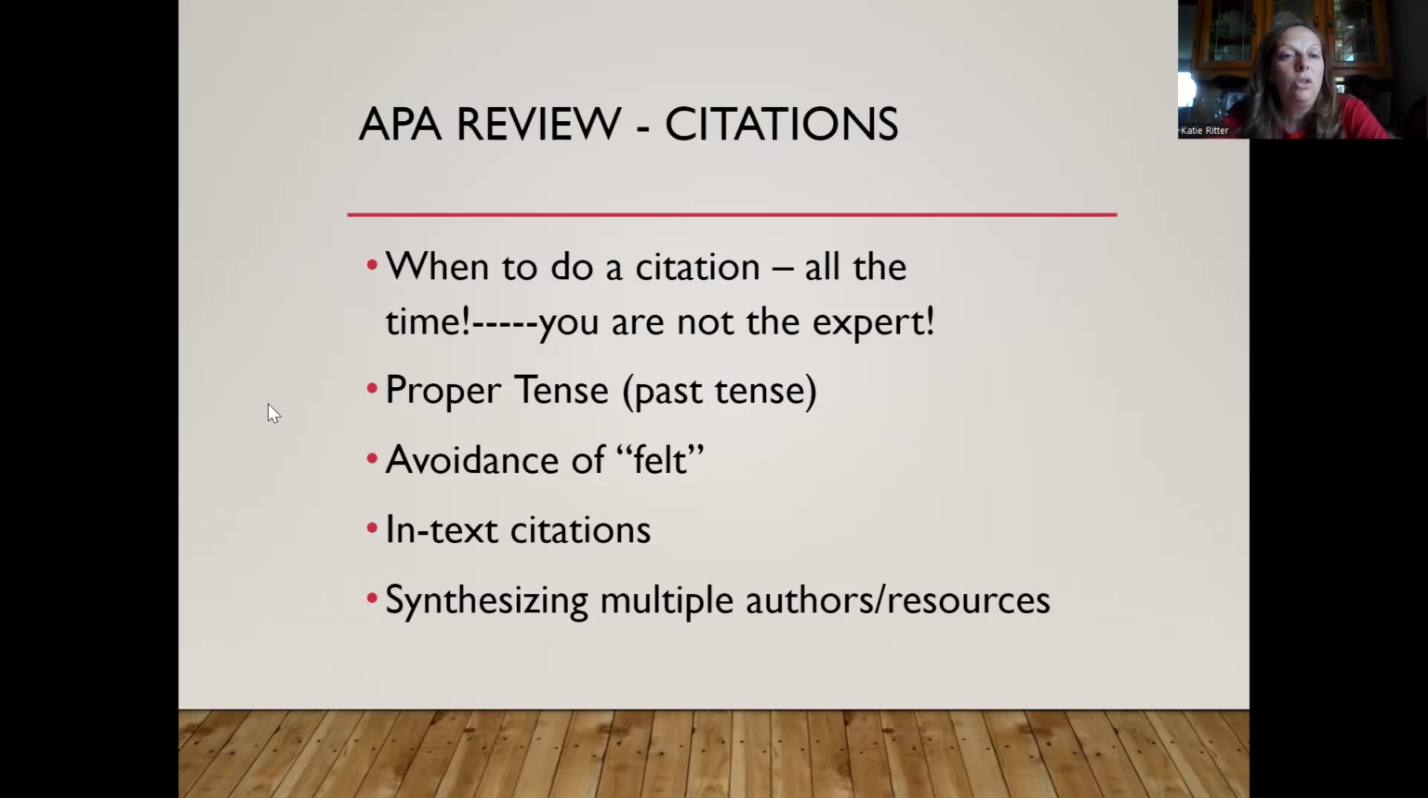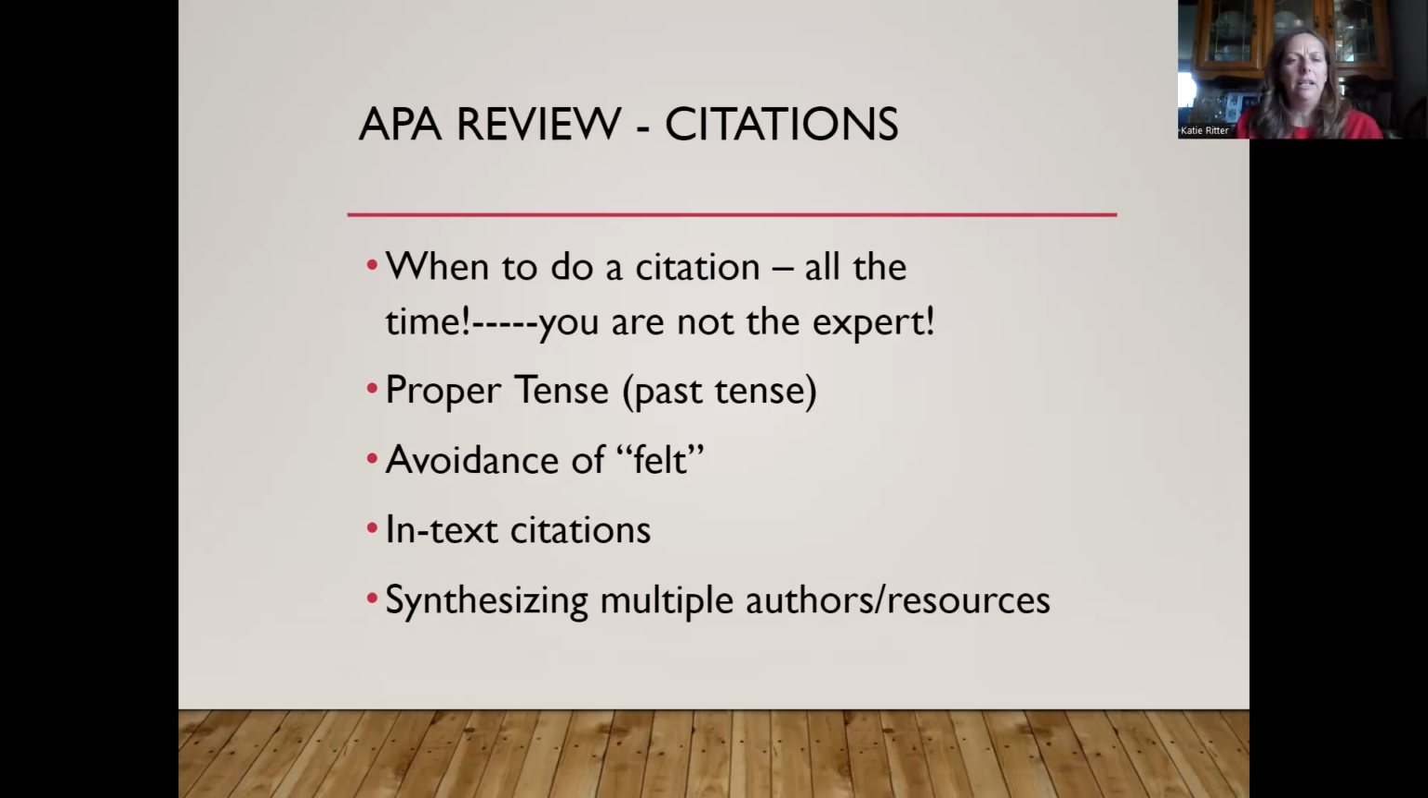You also need to make sure that within your literature review, you are using past tense. This is all research that has been done in the past. So you need to make sure that you use past tense. By the same token, when you are writing up your action research, this will have already happened. So again, you're going to use past tense.